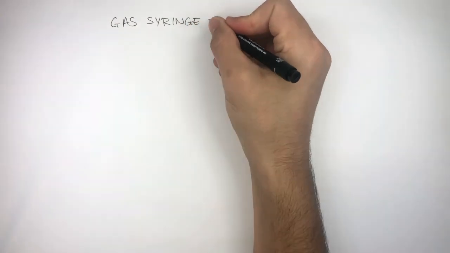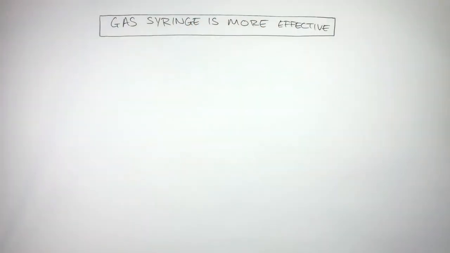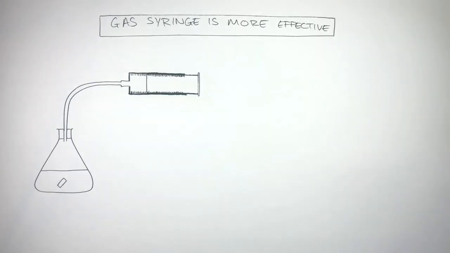A gas syringe is more effective than using an inverted measuring cylinder, as it allows us to give a more accurate reading for the volume of hydrogen gas produced. We can see the experiment is very similar compared to before, except the only difference really is there is a gas syringe instead of a trough and inverted measuring cylinder.